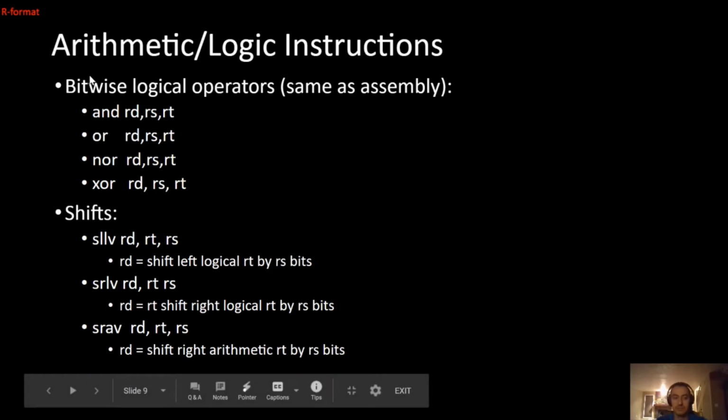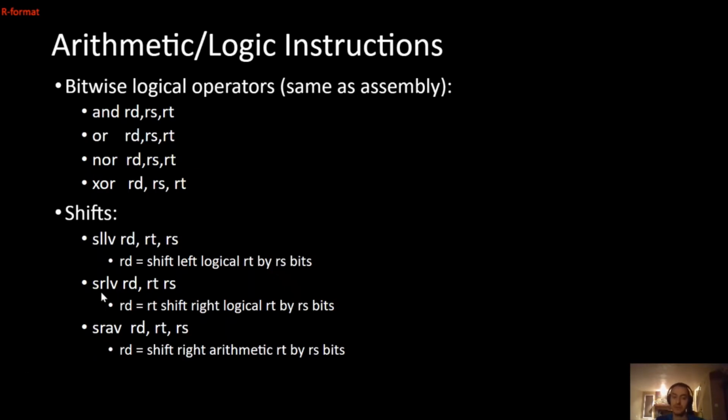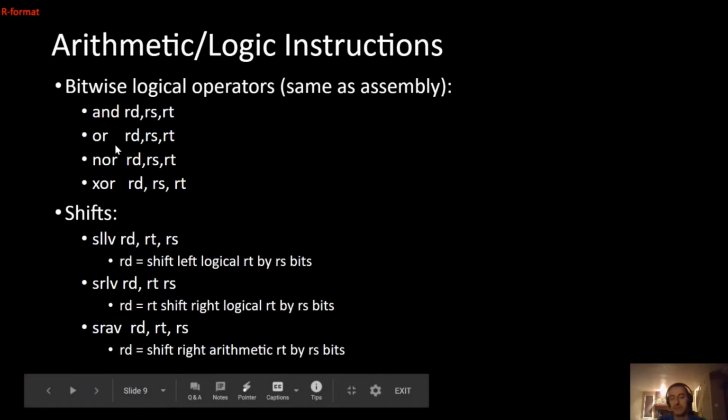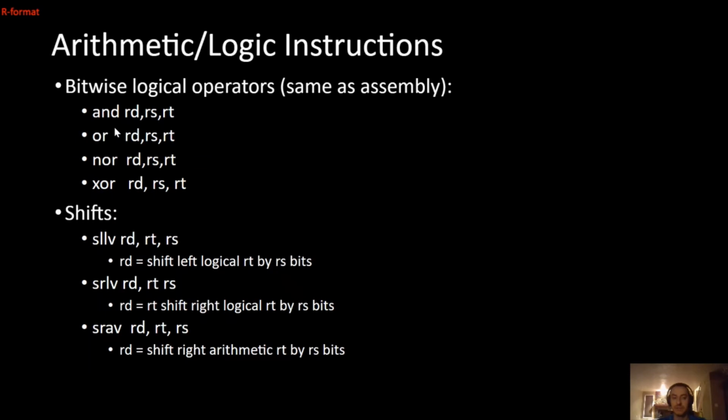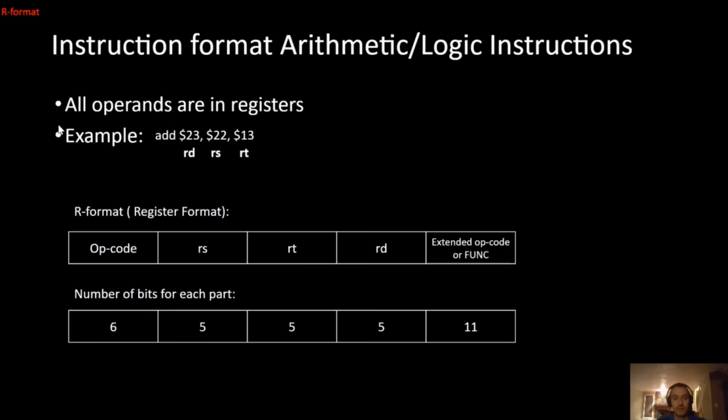But these are just some examples of our instructions. And the first sign that you know that this is R format is because it has two registers. So let's look at how these R format instructions are actually formed and how the bits are laid out.